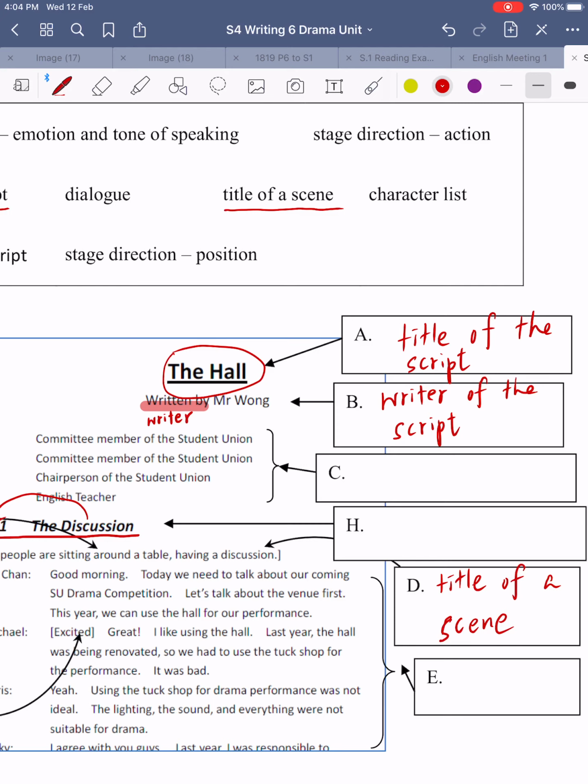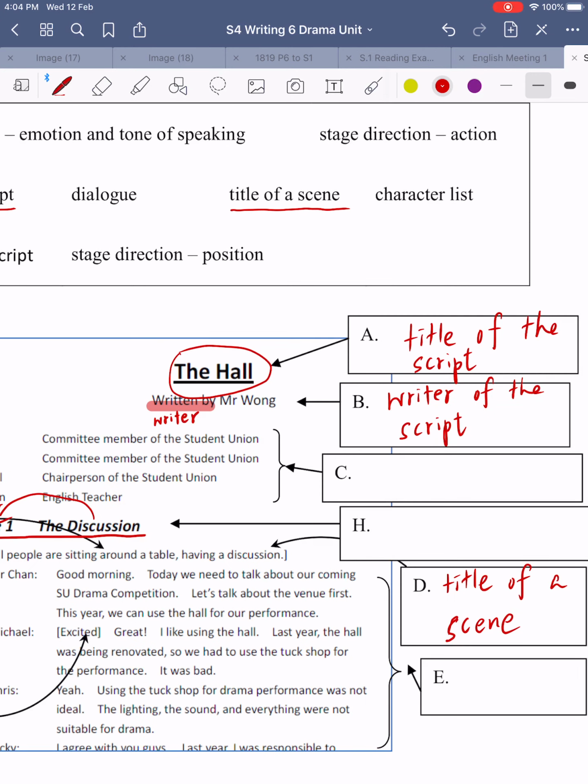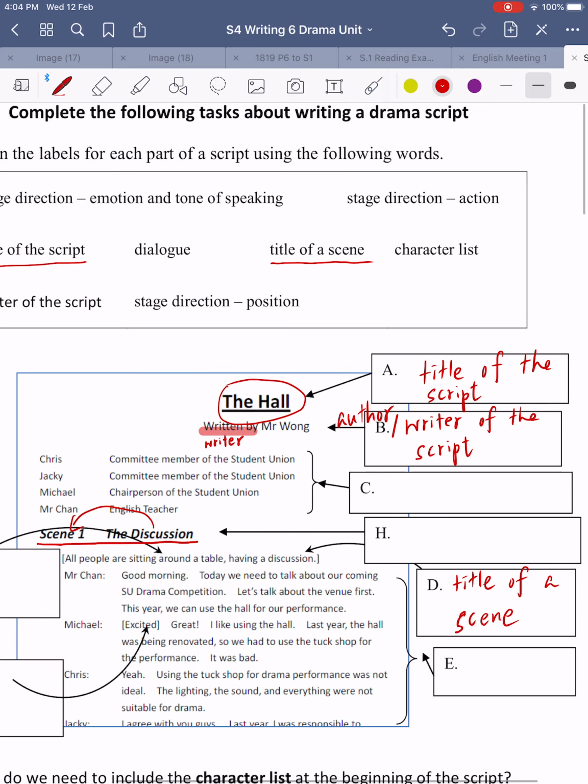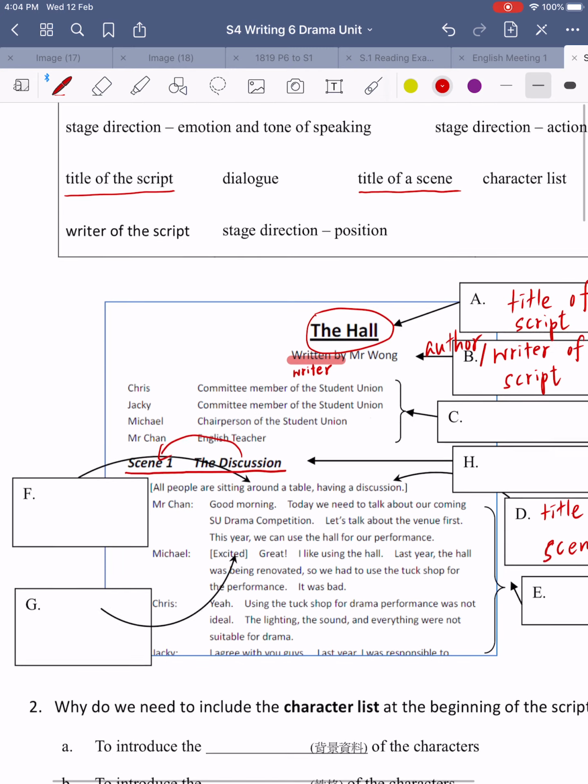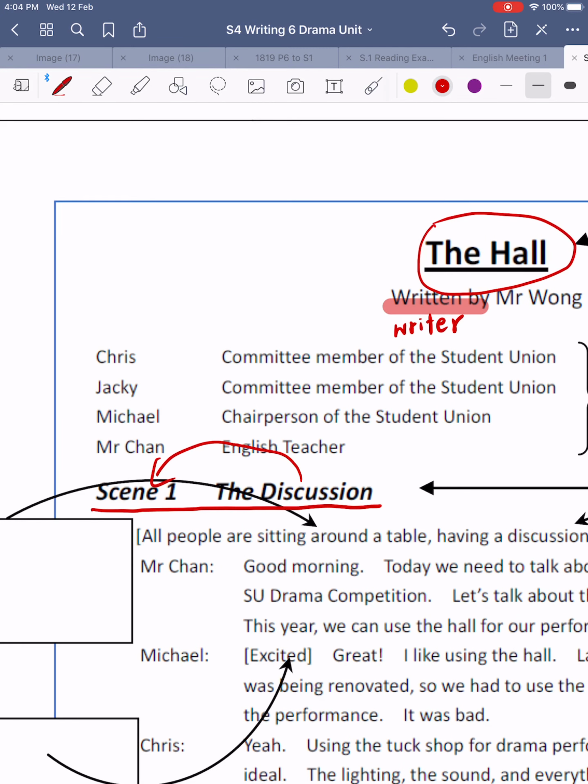Okay, if you want to upgrade your English, which means if you don't want to use writer, you may also say author, A-U-T-H-O-R. Okay? Then we go to the next part. As you can see the name of Chris, Jackie, Michael, and Mr. Chen. You can see the names of different characters in the drama.